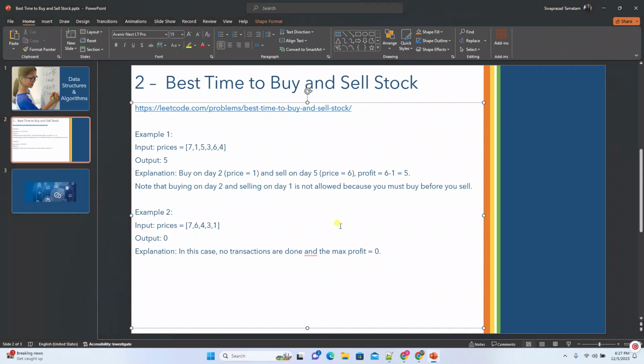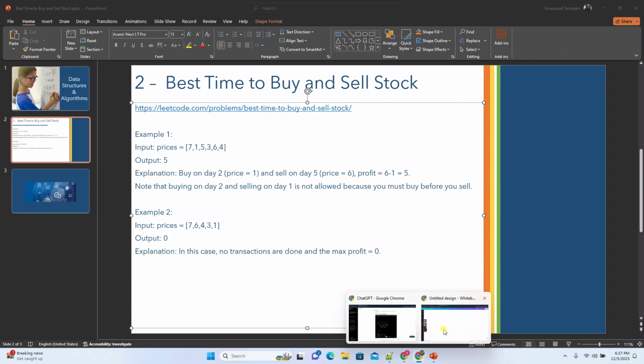Let's see the second problem out of 50 most frequently asked data structures and algorithms problems. We will try to solve this problem also using Golang. So the second problem is the best time to buy and sell a stock. We'll just see what this problem actually is.